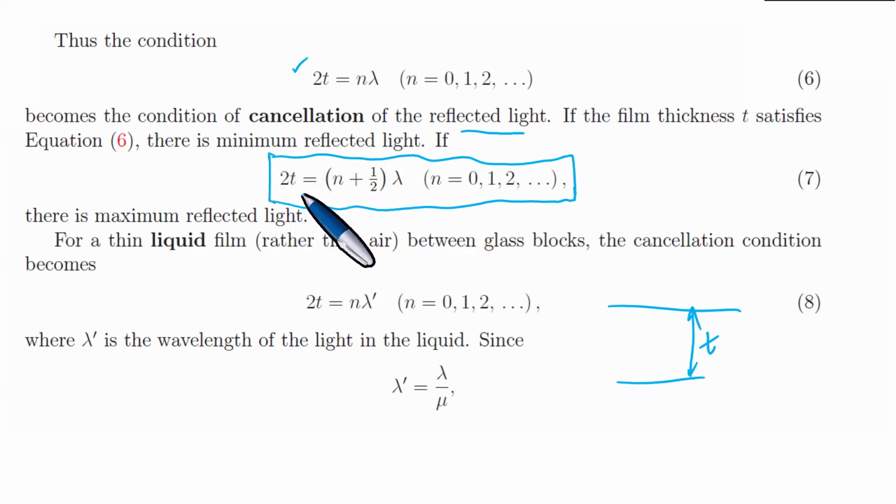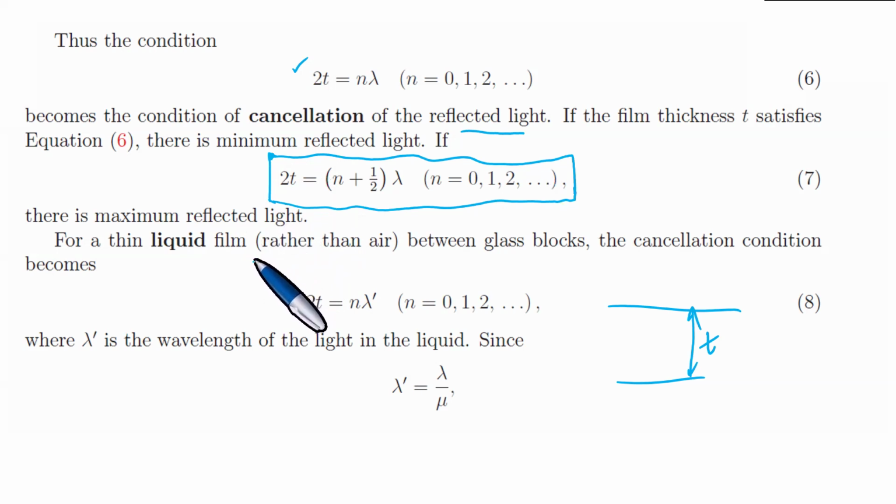So now we have 2t equals n plus half lambda, where n equals 0, 1, 2. There is maximum reflected light.